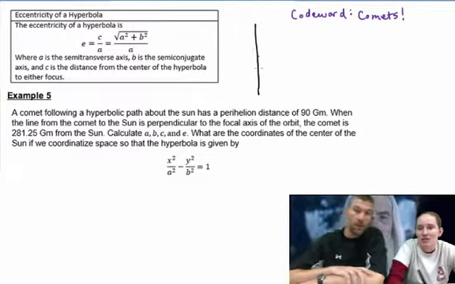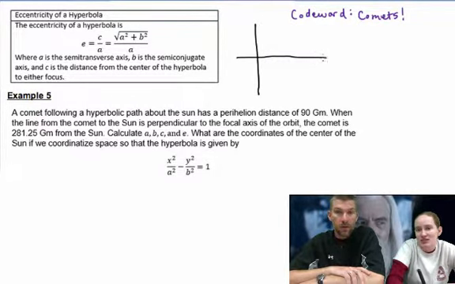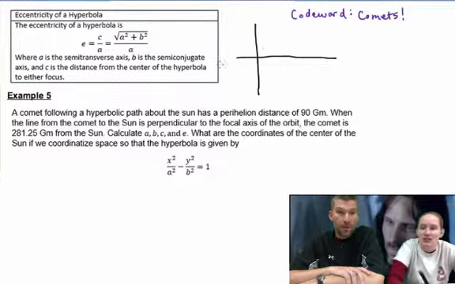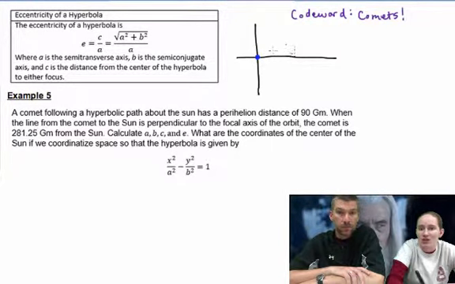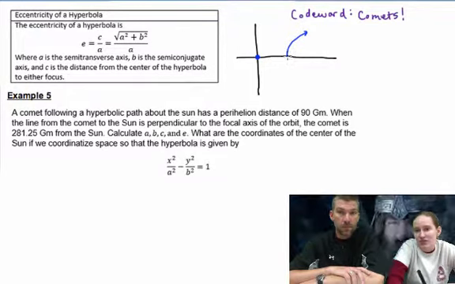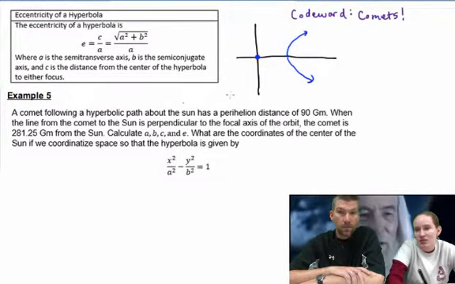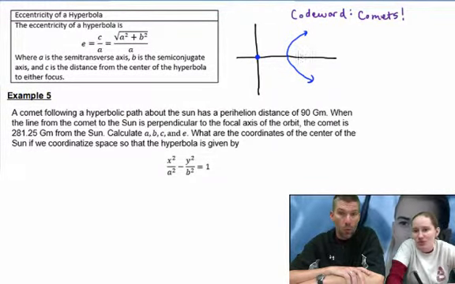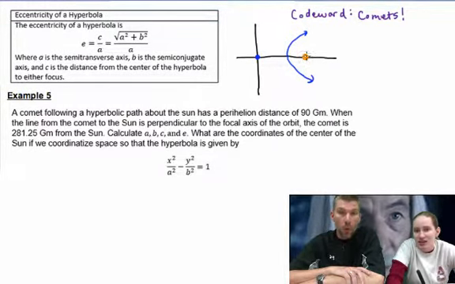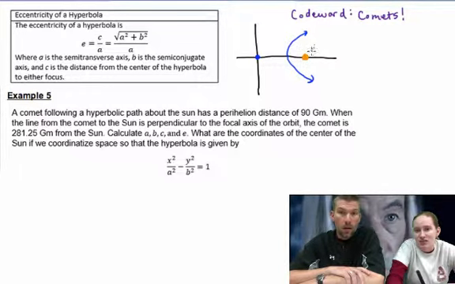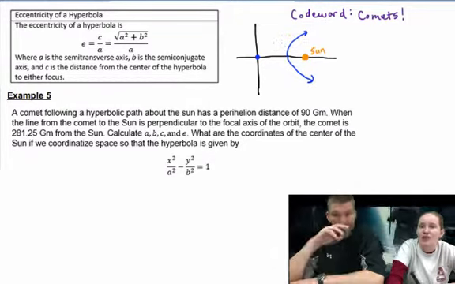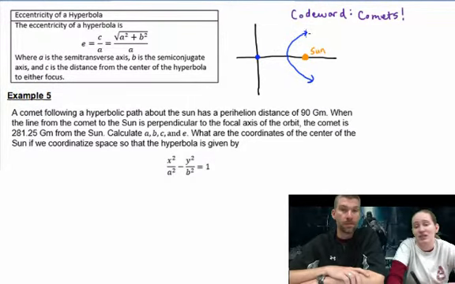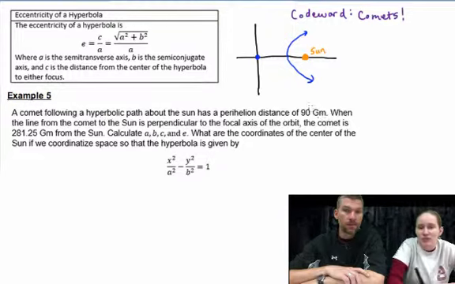So a comet actually follows a hyperbolic path. If you can imagine, here's my xy axis and here's my center point for my hyperbola. If our hyperbola looks like this U-shaped curve, whatever it's going around, I'm going to pick orange, whatever it's going around, that foci, that's like our sun. Here's our sun, which is the focus of this hyperbola. The comet follows this hyperbolic path. That's kind of neat. So that's what's happening in here.